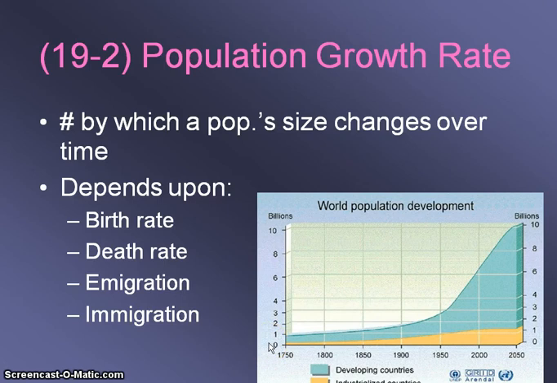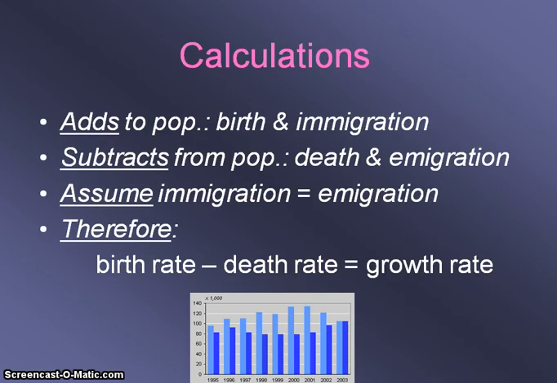Chapter 19, Section 2 talks about the population growth rate, which is the number by which a population size is going to change over time. And that's going to depend on four main factors: birth and death rates, and then immigration and emigration. Emigration means moving out of the population, immigration means moving into the population. Some calculations go into figuring out the population growth rate.